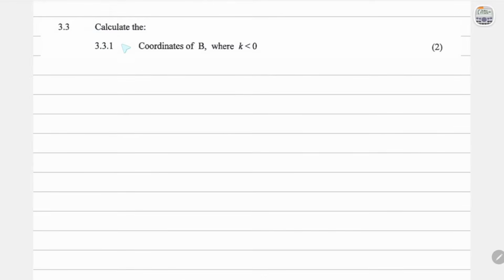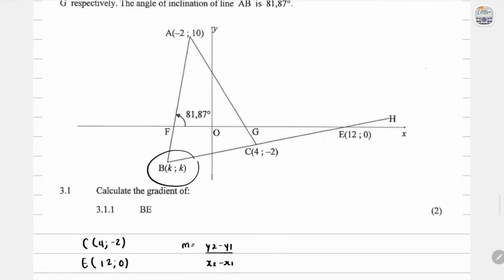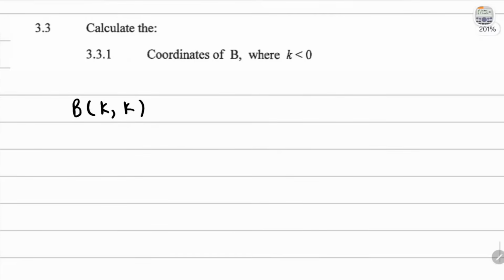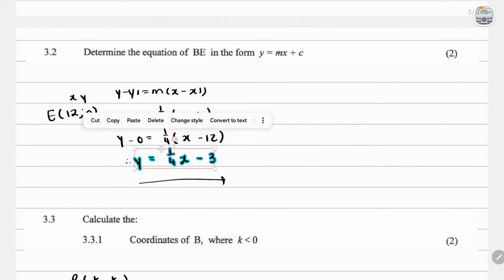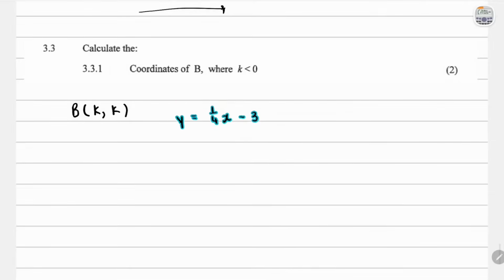Question 3.3 says, calculate 3.3.1 the coordinates of B where k is less than 0. Okay, so remember that B is the point on this line BE with coordinates k and k. It's beneficial that it's both k, since we can use them in an equation and they'll be in terms of k. So remember that B lies on BE. Since it lies on that line, this is the equation of BE. So let's go ahead and substitute k and k as the x and y coordinates.